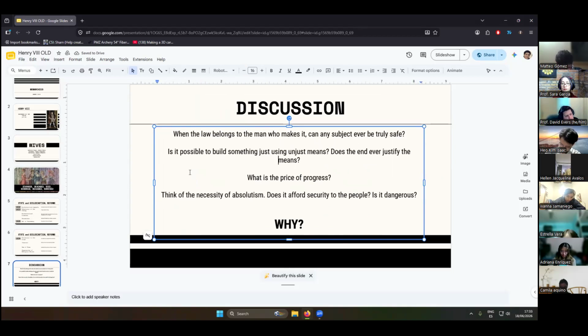The second question is, is it possible to build something just using unjust means? The independence of the Church of England, the start of the English national identity, the whole English Reformation, an independent church, a Bible in English. That was something promoted by Henry to basically expand his religious influence to the masses. The Bible is now in English, whereas previously the Bible was only in Latin.